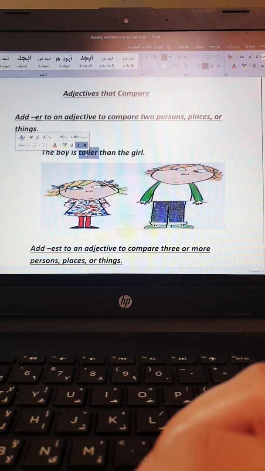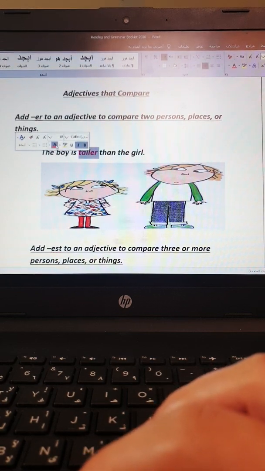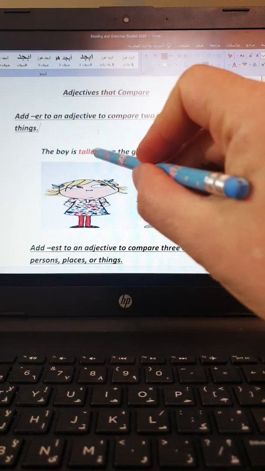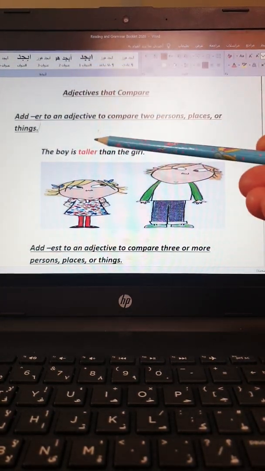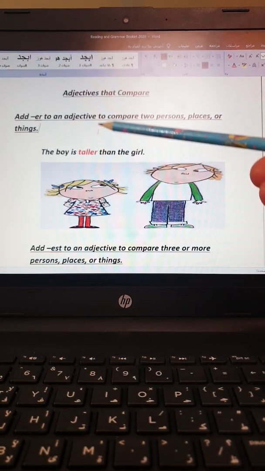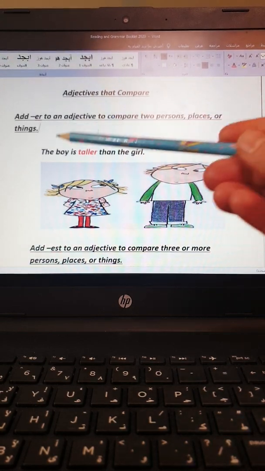In this word we have a base word and at the end of it we have er. So this word is an adjective and it ends with er. Okay? So when we add er to the adjective, we compare two persons, places, or things.